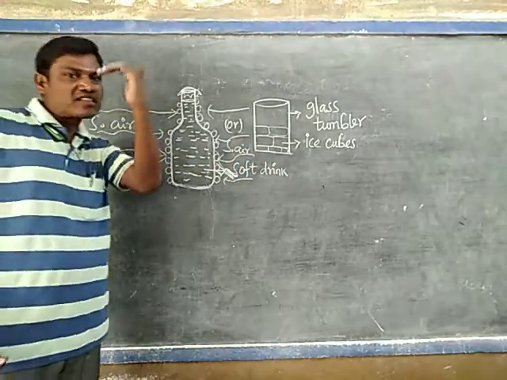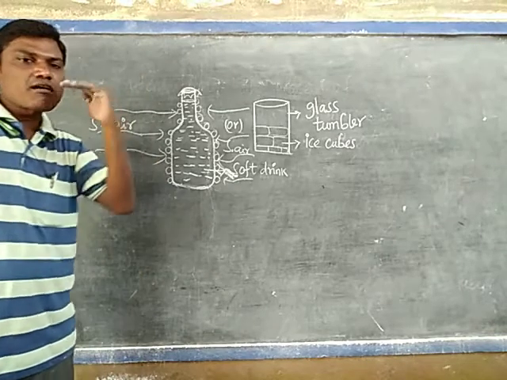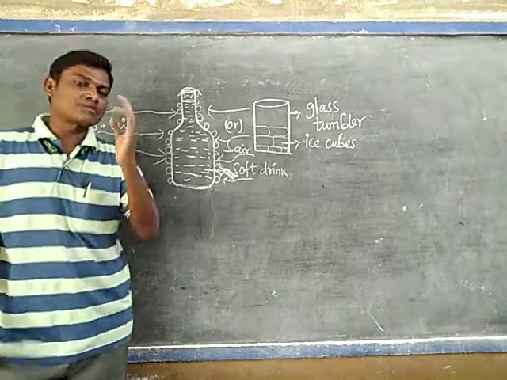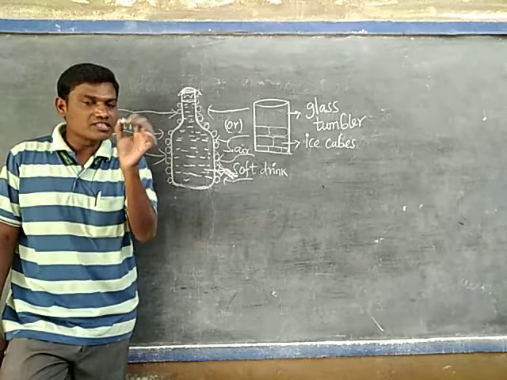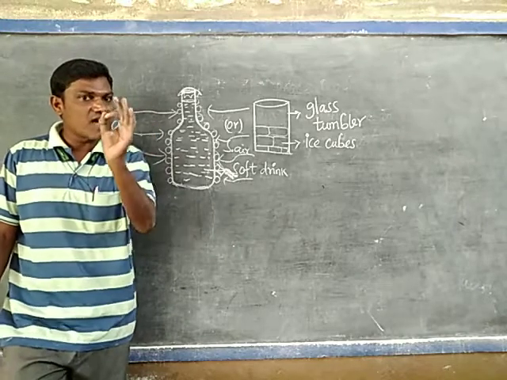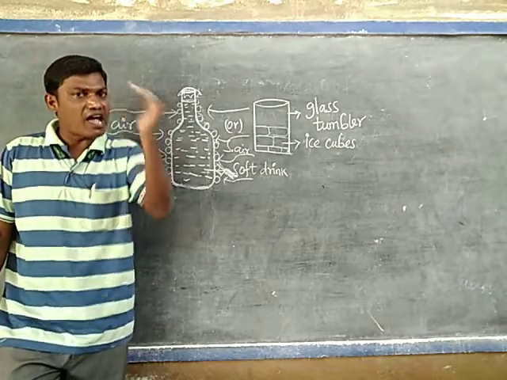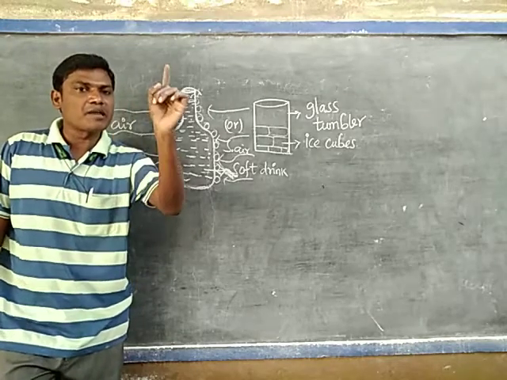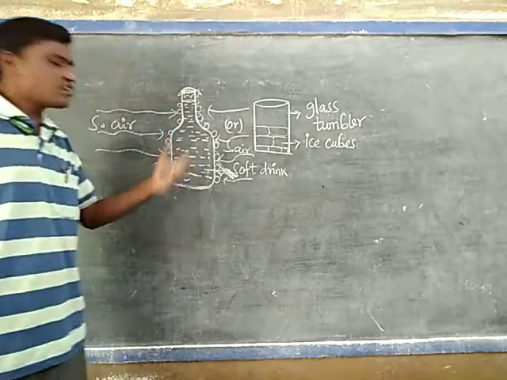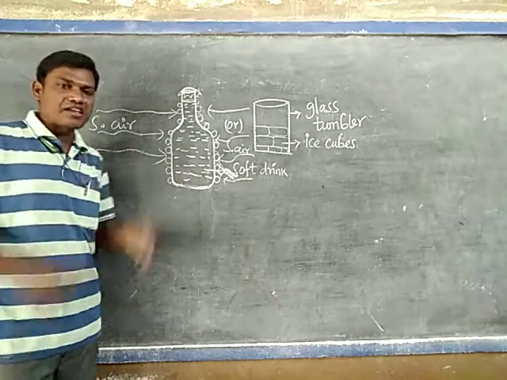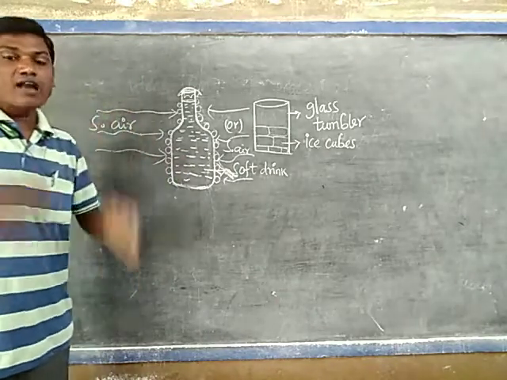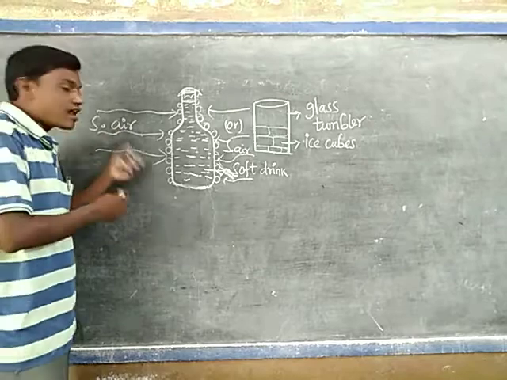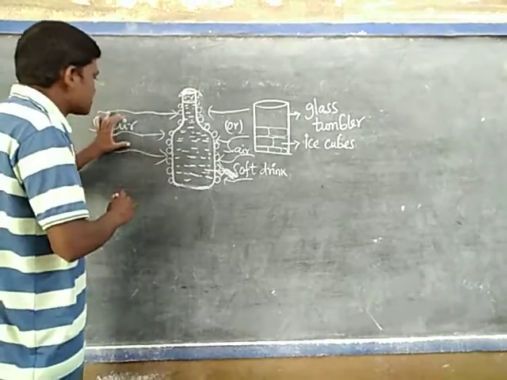Once we remember the concept of heat, in the concept of heat, I clearly explained to you that heat energy is always transferred from a body at higher temperature to a body at lower temperature. Here, which is the hot body and which is the cold body? How can we identify this?